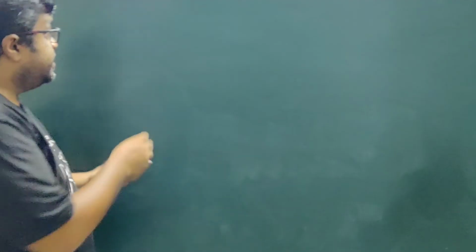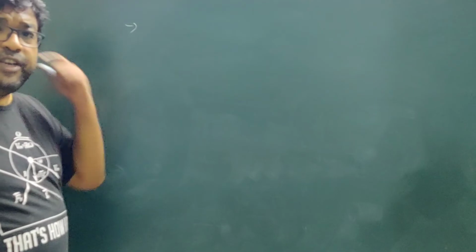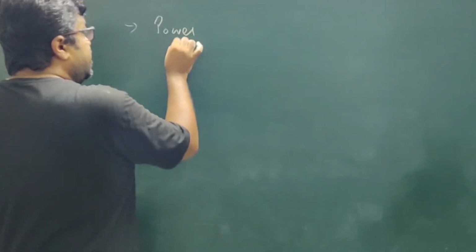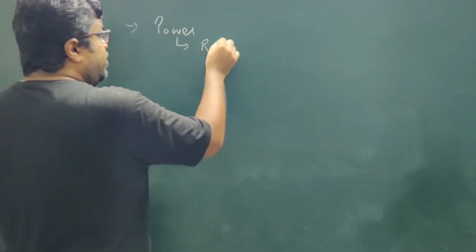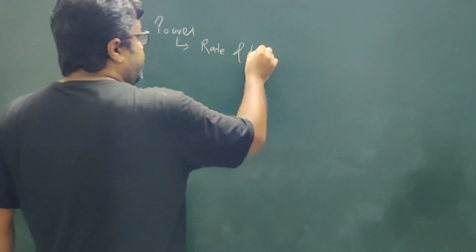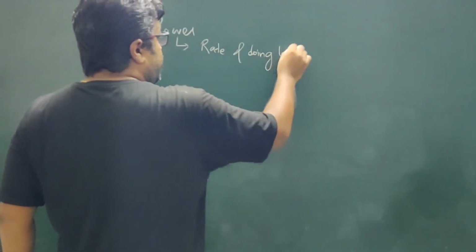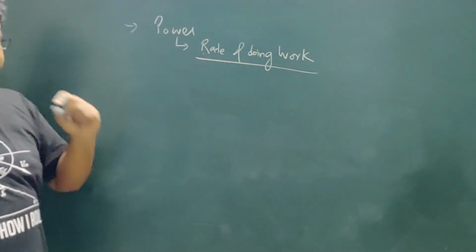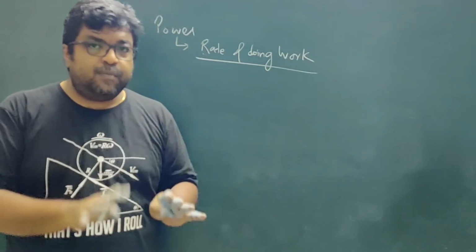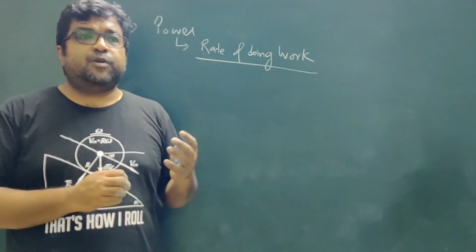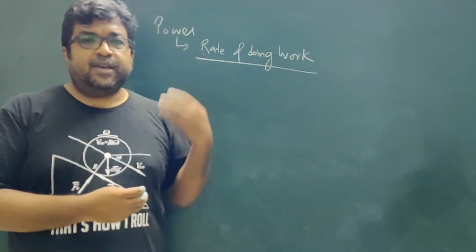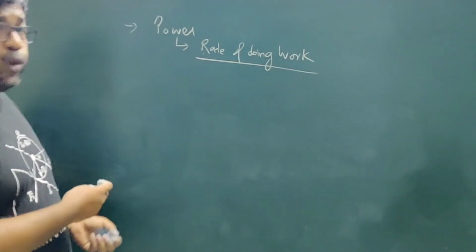The next term that we need to know is power. Power is basically the rate of doing work. Doing work is important, but it is all the more important how fast you are doing work. So that is given by power, the rate of doing work.